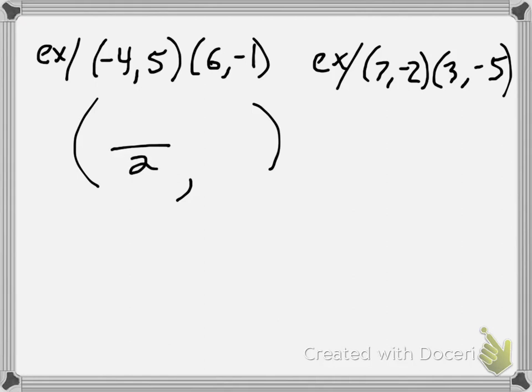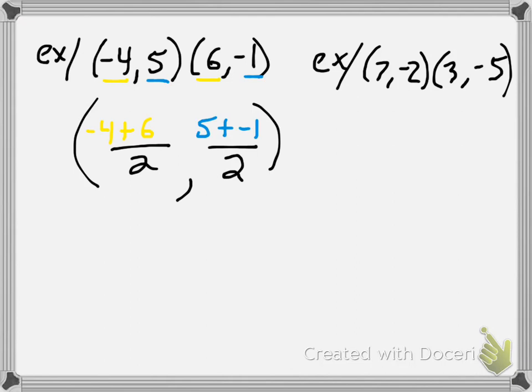So I'm going to put my ordered pair and my division by 2. I'm going to color code these just a little bit. Again, you're going to add your x values together, so in this case, -4 plus 6. And we're going to add our y values together. I'll put that in blue. So in this case, we have 5 plus -1.